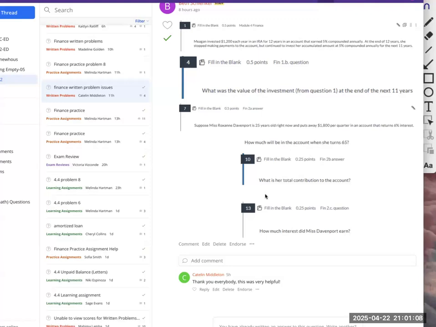So I was using A equals P times 1 plus RT. You should be using the compound interest formula, because she's not making payments anymore. She's just leaving the money in the account. Okay.